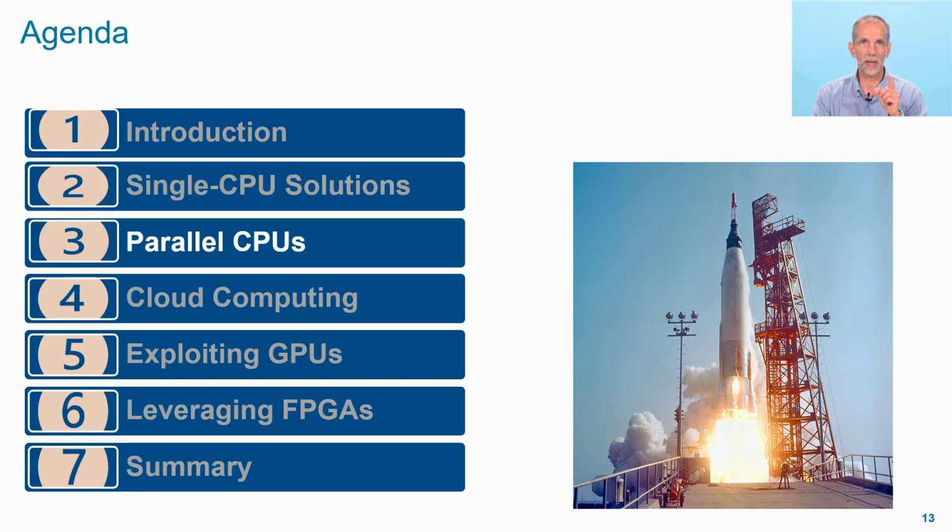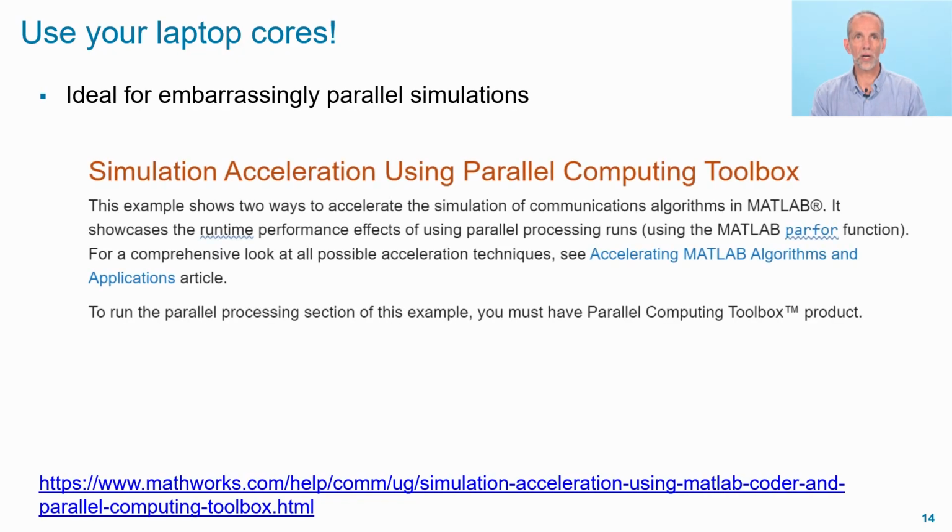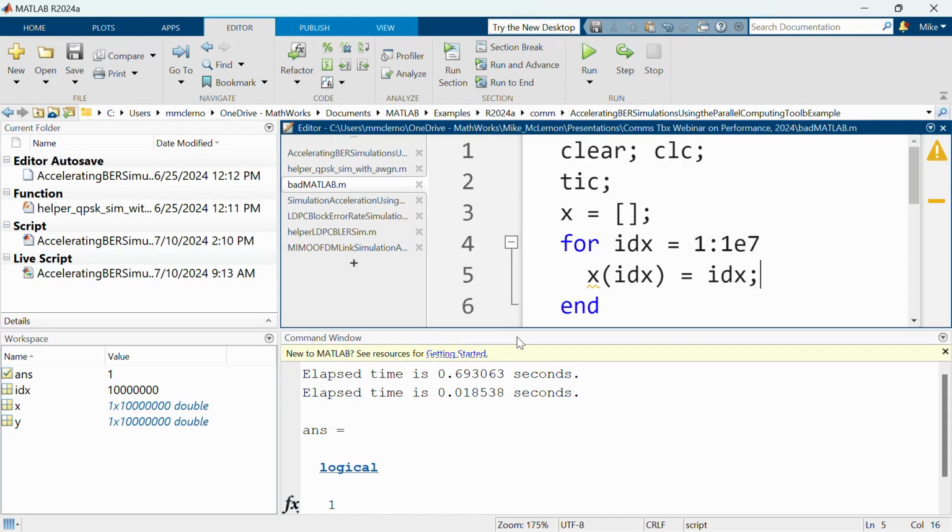Okay, let's move on and talk about parallel CPUs. Most every desktop and laptop in the world now has multi-cores on them, so let's utilize them. So, use those laptop cores. They are ideal for embarrassingly parallel simulations, which, by the way, BER simulations are kind of the poster child example. So, we're going to talk about simulation acceleration using Parallel Computing Toolbox, or PCT. Let's go ahead and see it. So let's go back to MATLAB.